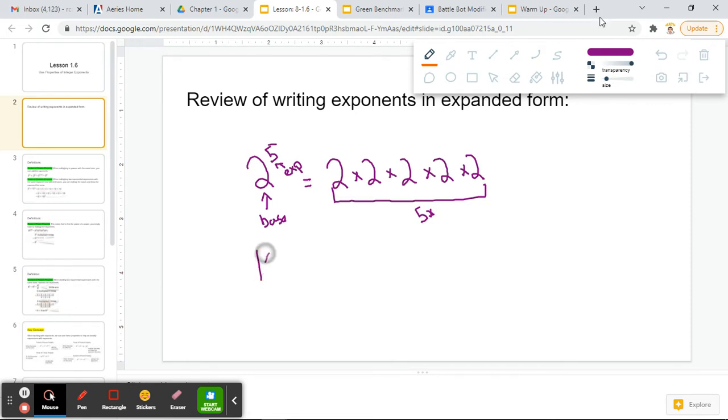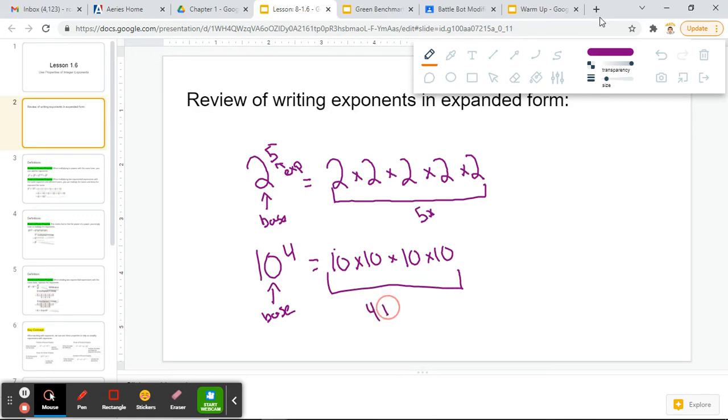Let's try a different one. What if we wanted to do 10 to the 4th? Well, we could rewrite this as our base, which is 10, times itself 4 times, because our exponent is 4. So again, the base, or the large number, implies what we're multiplying, and the exponent implies how many times we're going to multiply it.